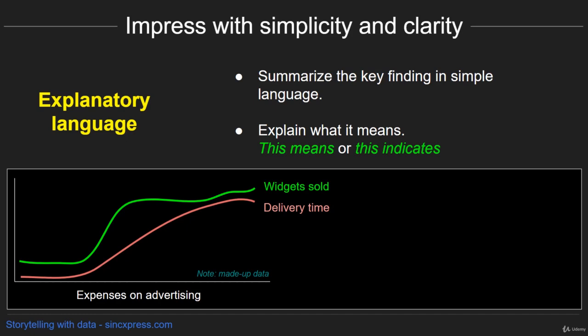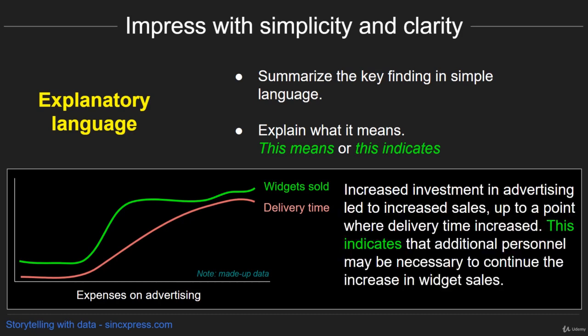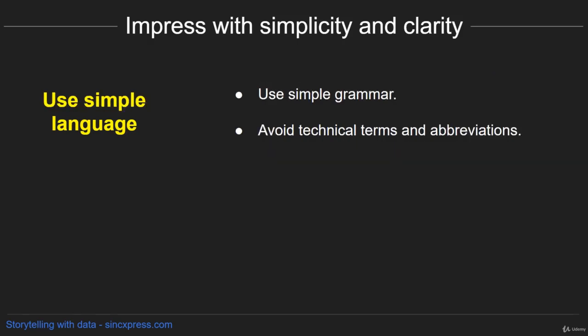from earlier in this course. Pause the video now and try to write a brief description of the key point of these data. Make sure to use explanatory language. Okay, and now I'm going to show my suggestion. Notice here I say explicitly, "This indicates that additional personnel may be necessary." The third tip is to use simple language and simple grammatical structure and avoid technical terminology whenever possible.